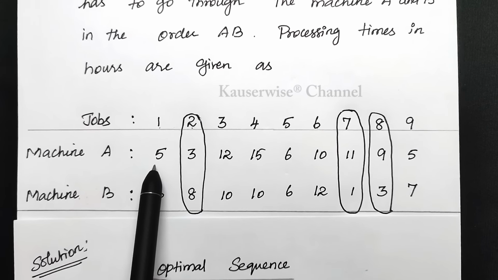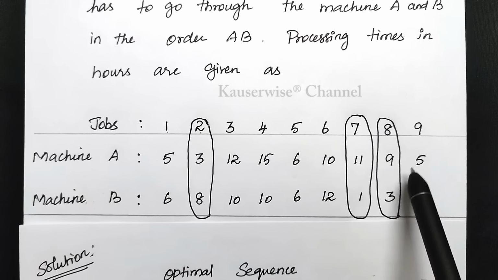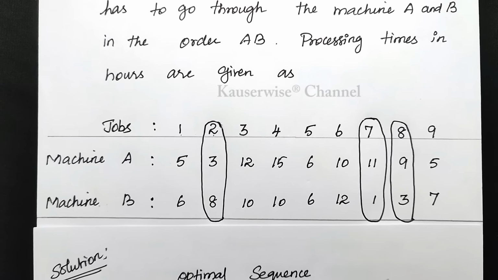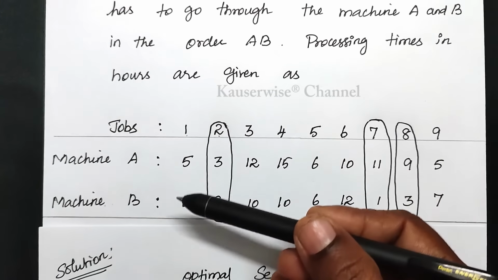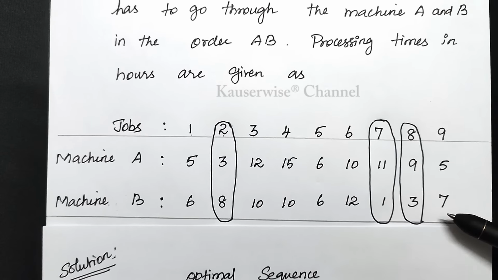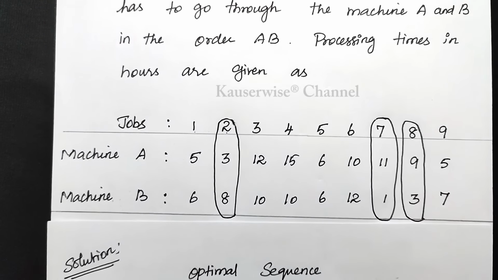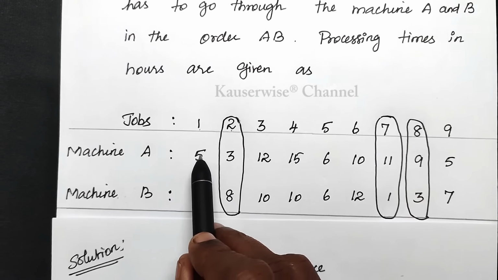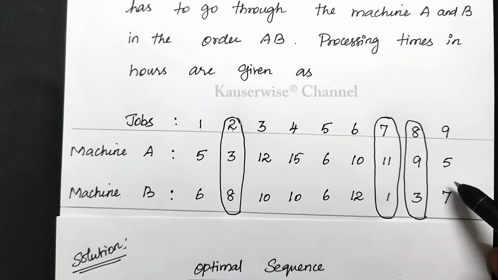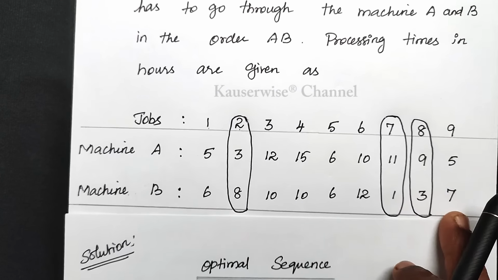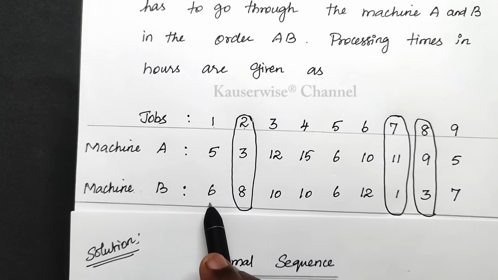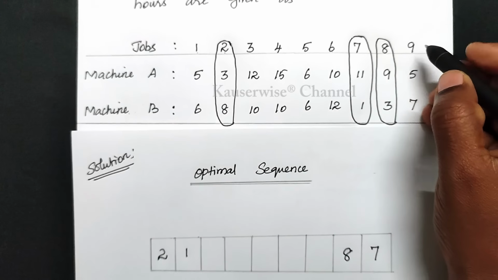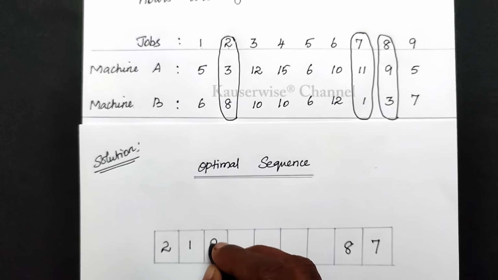Here the minimum value is 5, for job 1 as well as job 9. So which job do we have to assign first? That is our question, right? For that we need to see the opposite minimum value. The minimum value will be assigned first and the next job will be assigned next. Here the opposite value is 6 and here the opposite value is 7. Which one is minimum, 6 or 7? 6 is the minimum value. So you can assign job 1 first and then you can assign job 9 next.